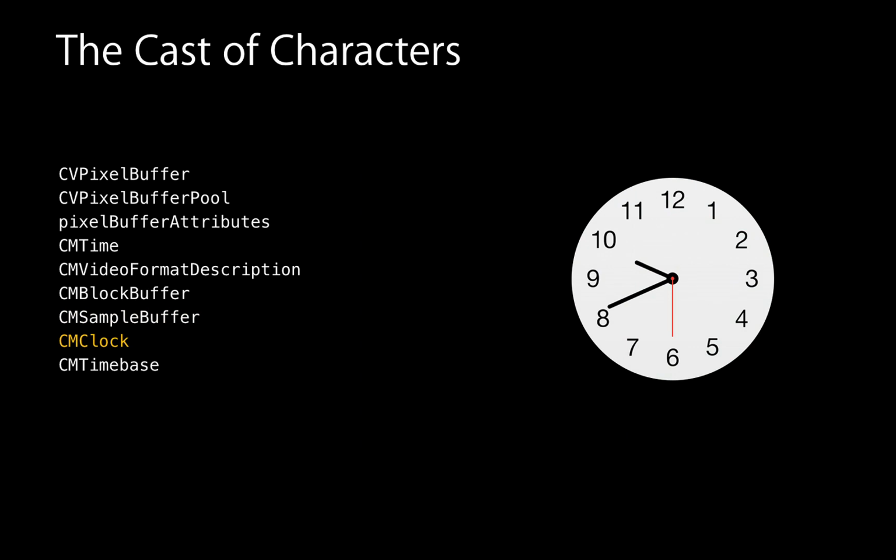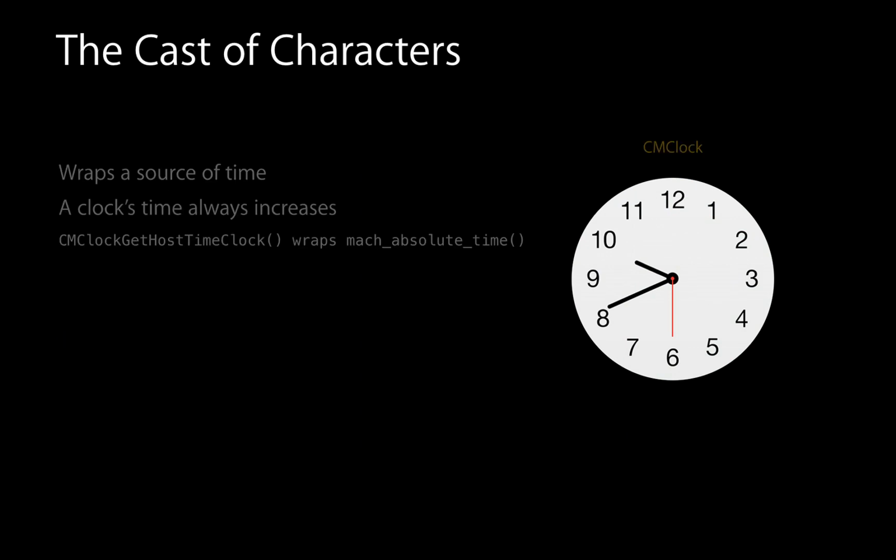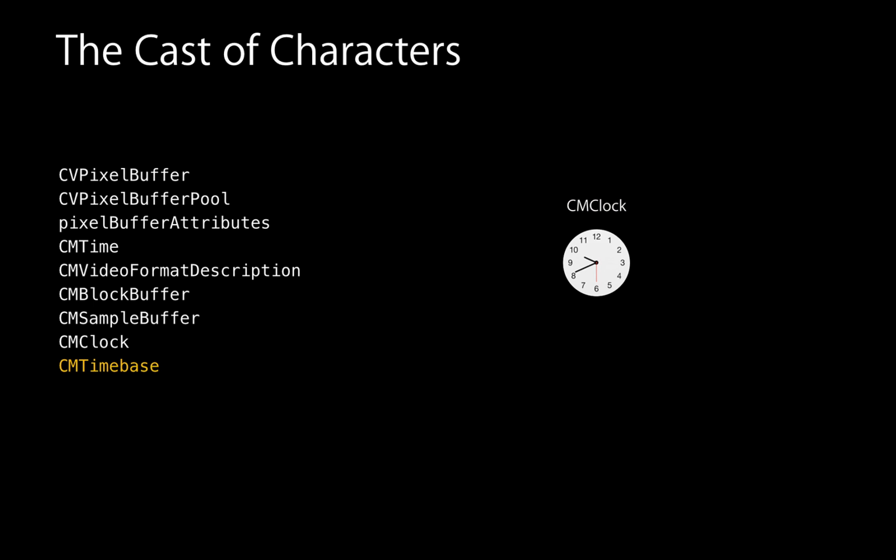All right, next we've got CM clock. CM clock is a Core Media wrapper around a source of time. And like the clock on a wall, there's no clocks on the wall here, but like a clock on the wall, time is always moving and it's always increasing on a CM clock. One of the common clocks that you'll see used is the host time clock. So if you call CM clock get host time clock, it will return a clock which is based on Mach absolute time. CM clocks are hard to control. You can't really control them. As I mentioned, they're always moving and always at a constant rate.